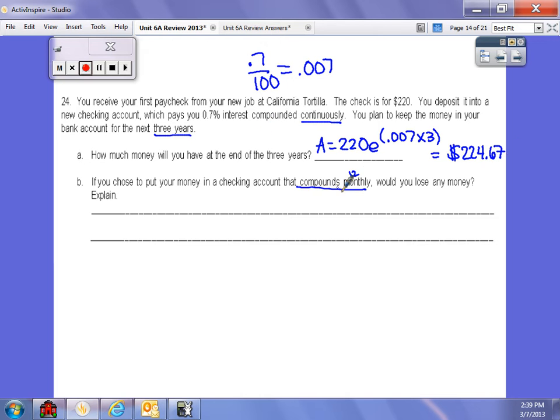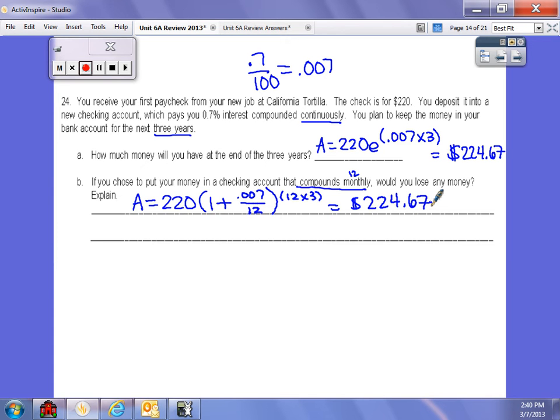Now they want you to put it in a checking account, so this is a different account. So they want you to put in a checking account that compounds monthly. So for that one you're going to use the other formula, not PERT. And it's 220 times 1 plus still 0.007. But now divide that by 12 and raise that to the 12 times 3 power and see what you get. And you wind up getting $224.67. So ironically, you get the same amount of money.